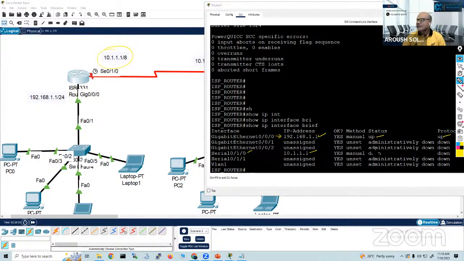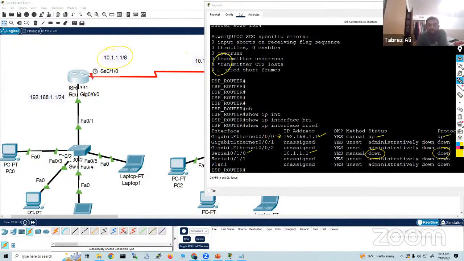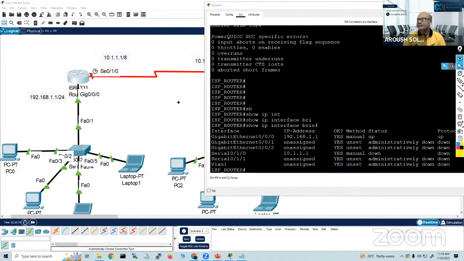Now status is down still, because from the other side also we should give. This is one more router right here, and there also we should give the IP address. Once you have given the IP address, it will come up.